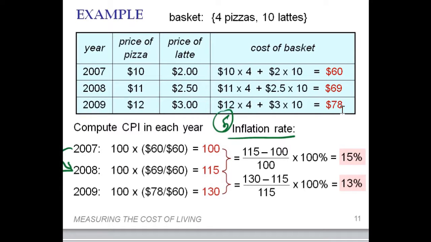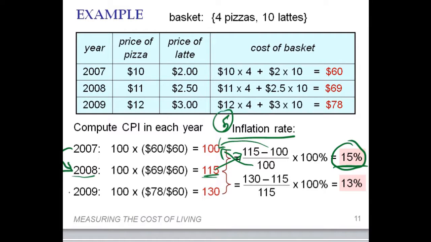multiply 100. So to find the inflation rate for the year 2008, it will be the CPI for this year, which is 115, minus the CPI for the last year, which is 100, divided by the CPI for the last year, which is 100. Multiply 100 will be equal 15%. So we will understand here the inflation rate between 2007 and 2008 is 15%. This means that the general level of prices increased in 2008 by 15% compared to 2007.